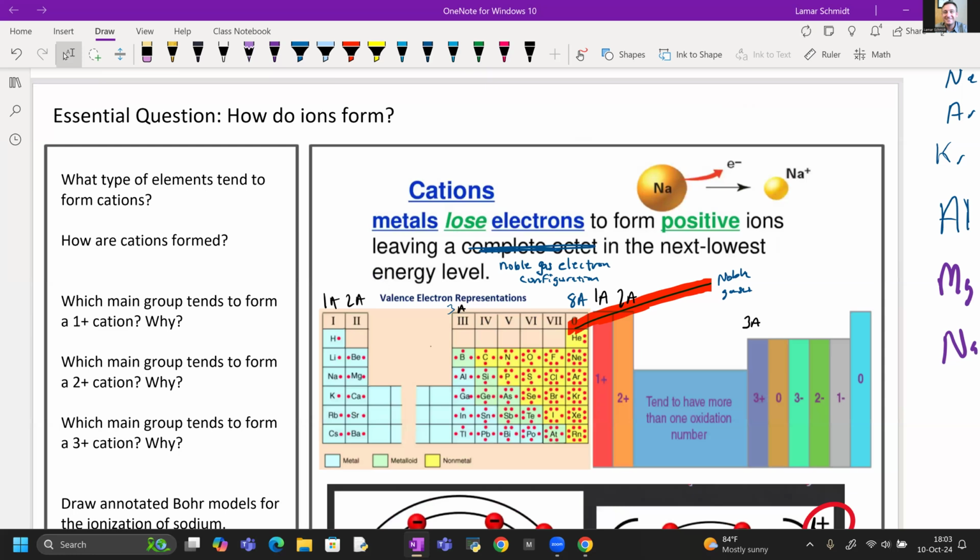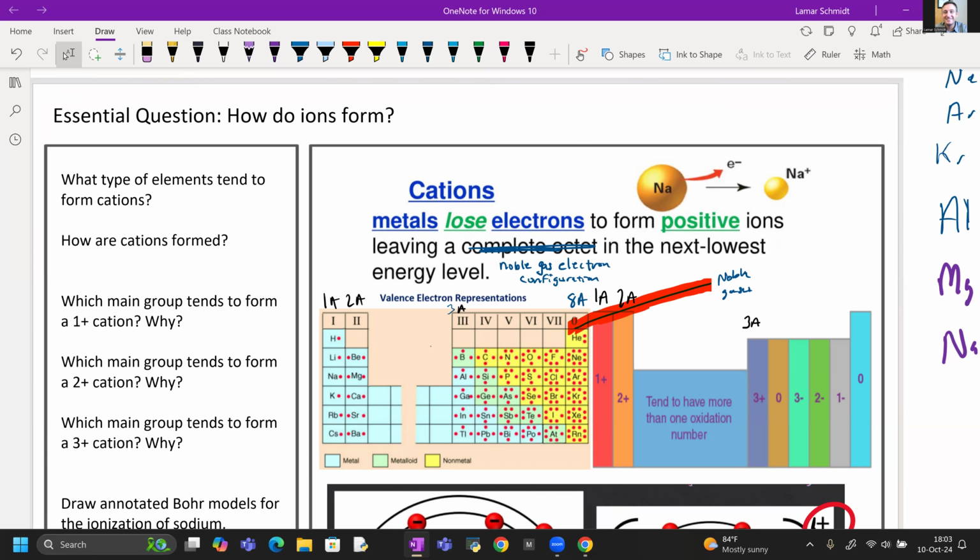Now it asks us 3 questions, and these can be answered fairly quickly with a single explanation. So we're going to go through this, but you've got to pay attention to this part very closely, because this is a big deal right here. So which main group elements tend to form 1+ cations? Same question for 2+ cations. Same question for 3+ cations.